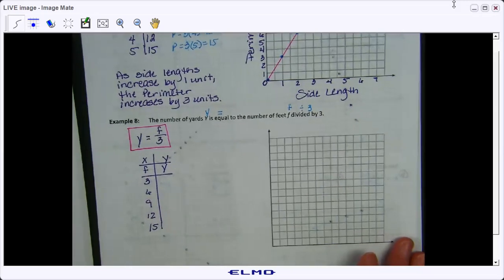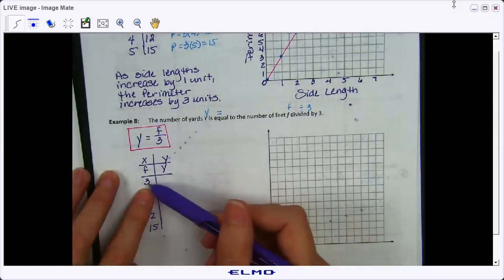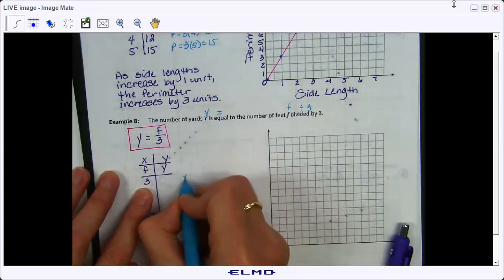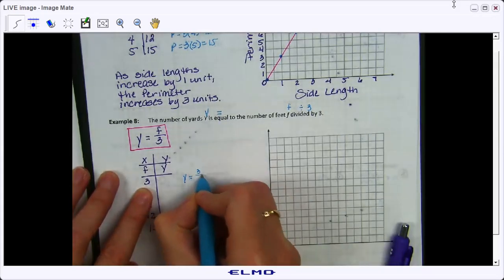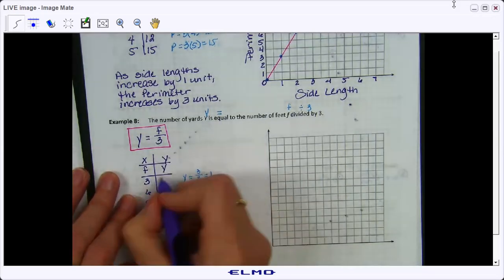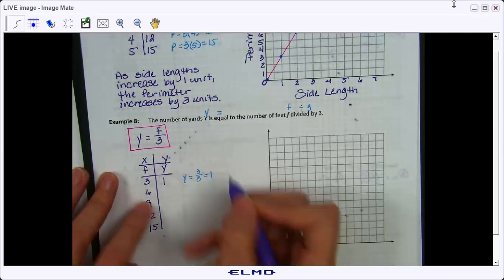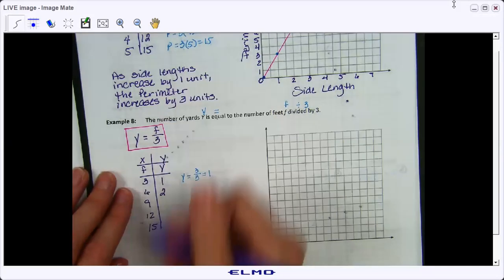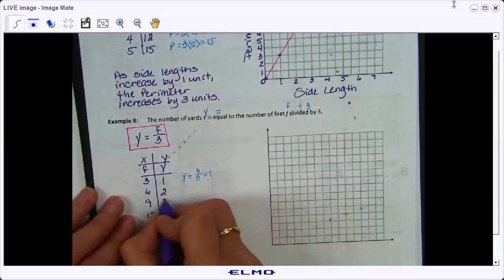Okay. Now, if 3 were plugged into our equation, we have y equals 3 divided by 3. That gives us 1. So our y is 1. 6 divided by 3 gives us 2, and so on. So go ahead and finish your table.